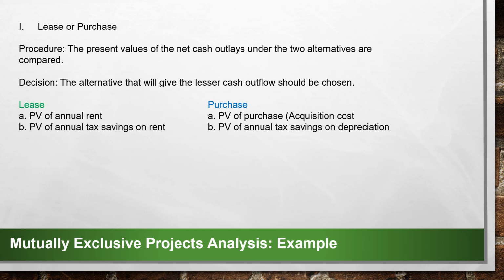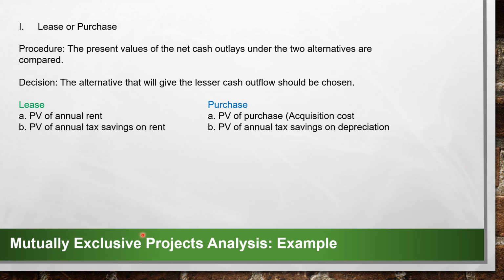So we have here an example of a mutually exclusive project analysis. The first example is lease or purchase. Our procedure: let's compare the present value of the net cash outlays under the two alternatives. Then we decide by choosing the alternative that will give us the least cash outflow, because of lease cost or rent cost versus the purchase cost. This is just like our short-term or relevant costing, but in this case, we are deciding whether to rent or buy on a very long-term basis.